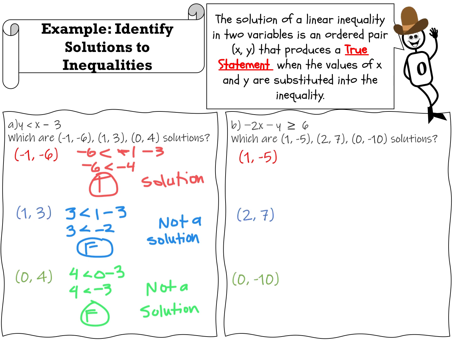So because this is a false statement, this is not a solution. And then we have another example. So we have -2x minus y greater than or equal to 6. And we have the point (1, -5). So -2 times 1 for the x minus -5 for the y is greater than or equal to 6. We want to see if this is true. So that would be -2 plus 5 greater than or equal to 6. 3 greater than or equal to 6. This is a false statement. So because it's false, it is not a solution.